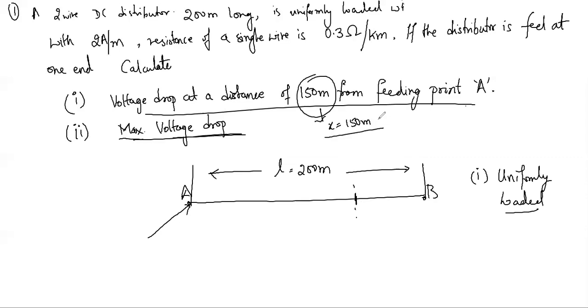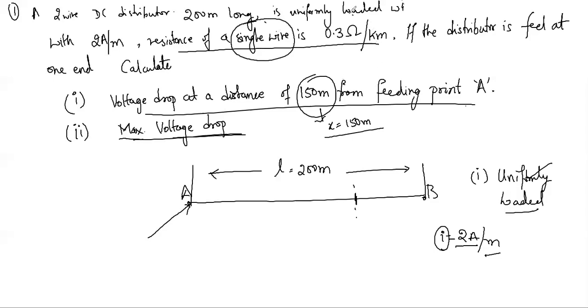It's a two-wire DC distributor, 200 meter long, uniformly loaded with 2 ampere per meter. So small i is 2 ampere per meter length of the line. The resistance of a single wire is 0.3 ohm per kilometer. Let me highlight that it's a single wire.